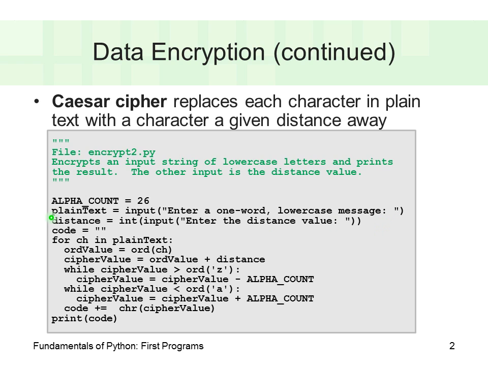So let's look at this example. We're getting our input, enter a one-word lowercase message. Notice the limitations. All right, one word, and it's got to be all in lowercase. Implied here, it has to be alphabetic characters. And then you're going to ask the user, enter the distance value. So what distance away from the original letter do we want to use for the encryption? And here we're going to start with code equals null string.